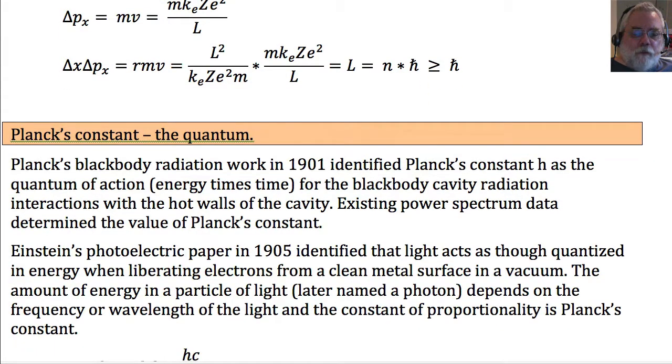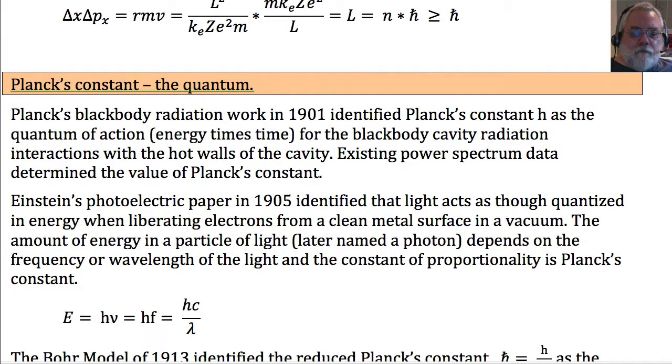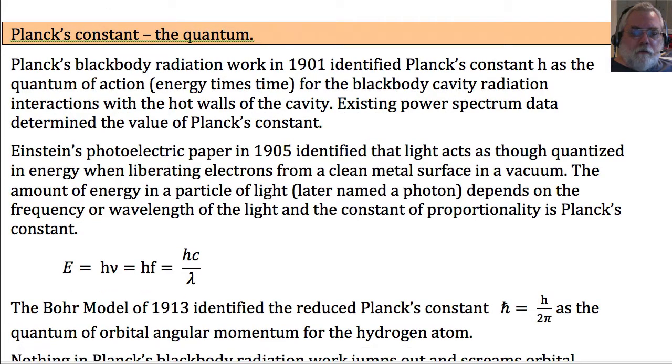Einstein's photoelectric paper in 1905 identified that light acts as though quantized in energy when liberating electrons from a clean metal surface in a vacuum. The amount of energy in a particle of light, later named a photon, depends on the frequency or wavelength of the light, and the constant of proportionality is Planck's constant. So E equals h nu, where nu is frequency, or equals hf, where f is frequency, or equals hc over lambda, where lambda is the wavelength.